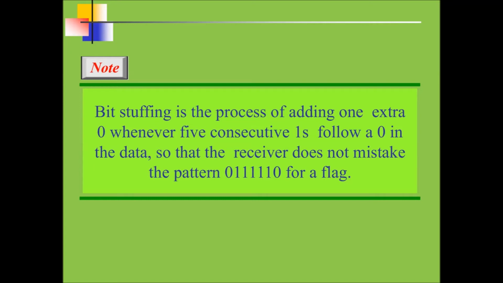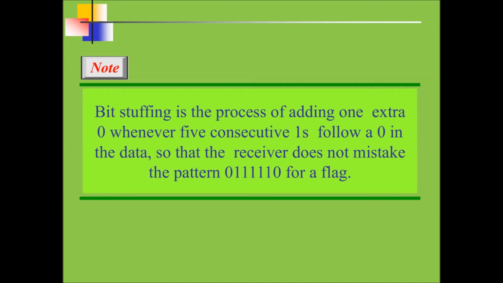Bit stuffing is the process of adding one extra zero whenever 5 consecutive ones follow a zero in the data, so that the receiver does not mistake the pattern 0 1 1 1 1 1 0 for a flag. Dear students, we have discussed flag in our previous slide. Flag is basically the indication to start and stop of a frame, and the pattern of flag is fixed, which is 0 1 1 1 1 1 0.